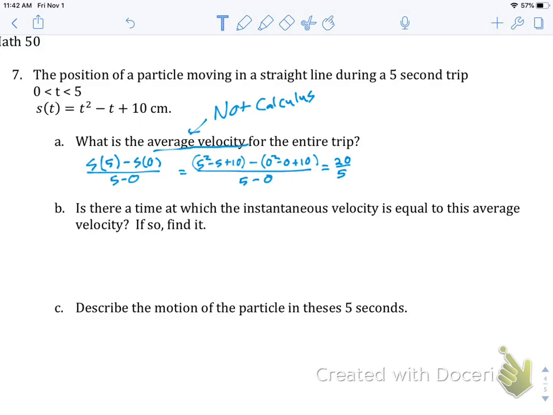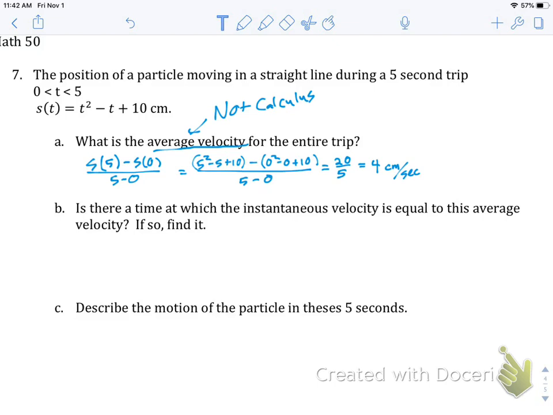So you're not doing any calculus. It's just putting 5 into the position function and 0 into the position function, subtracting those. That's y2 minus y1 over the x's, 5 minus 0. You get 20 over 5, which of course is 4. And the units are change in y per 1 unit change in x. Still a rate of change, just like slope, just like instantaneous slope is. It's centimeters per second.